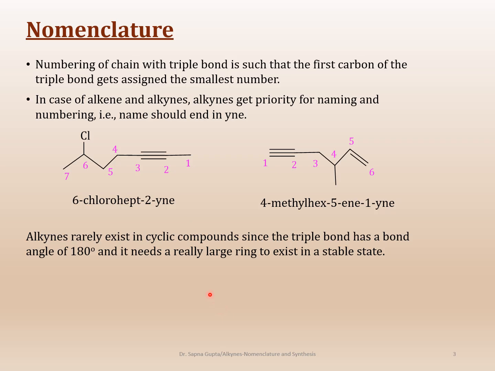You don't usually find alkynes in ring structures, because the 180-degree bond angle is really very hard to form for large rings, and so you need to have a really large ring in order to support that kind of a bond angle. So generally you won't find it in ring structures. But anyhow, so that's alkynes.